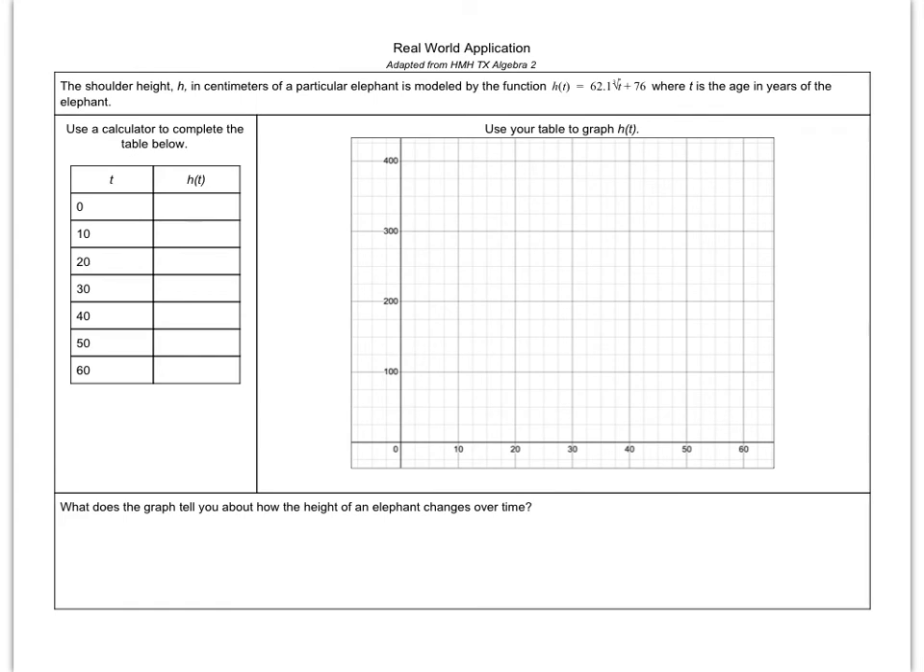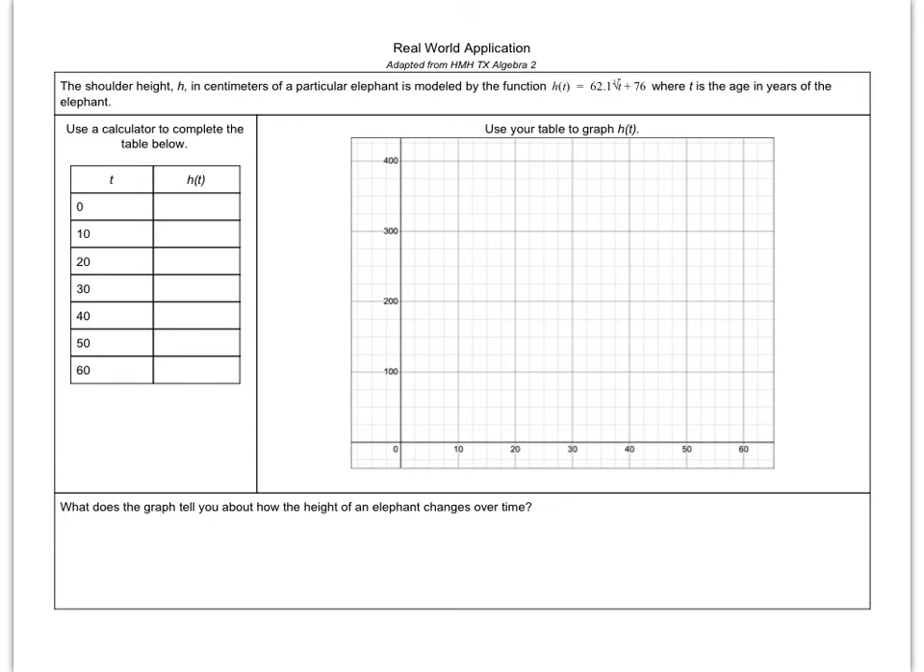I have one more problem for us to look at, and this is a real world application. This one is from our textbook and it's talking about an elephant. Specifically, it says the shoulder height h in centimeters of an elephant is modeled by the function h of t equals 62.1 multiplied by the cube root of t plus 76, where t is the age in years of the elephant.